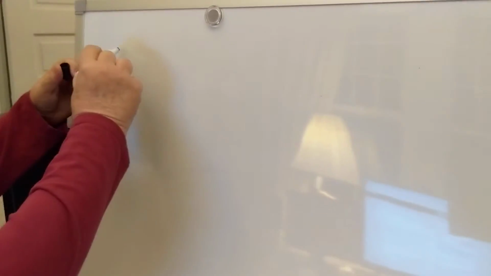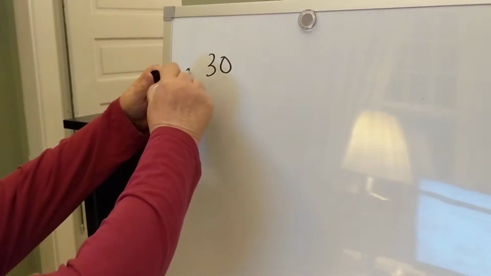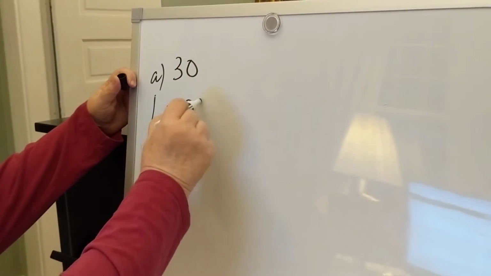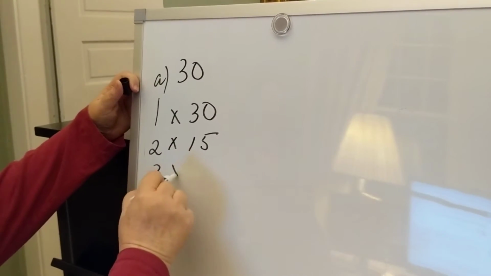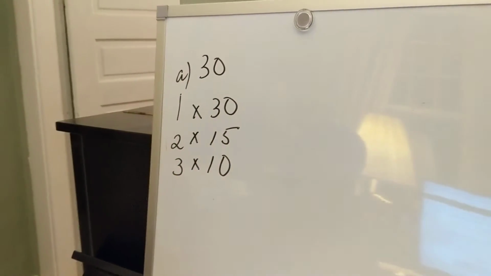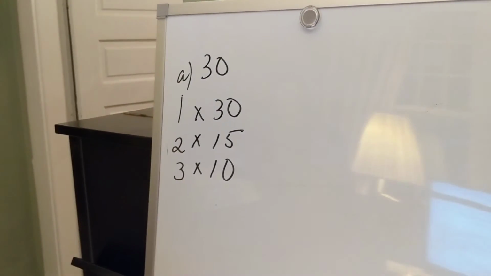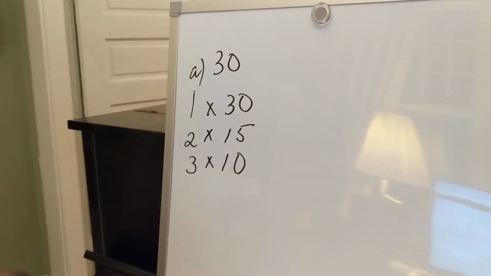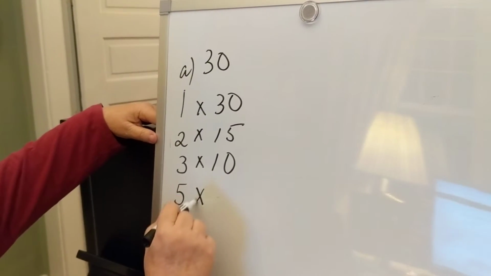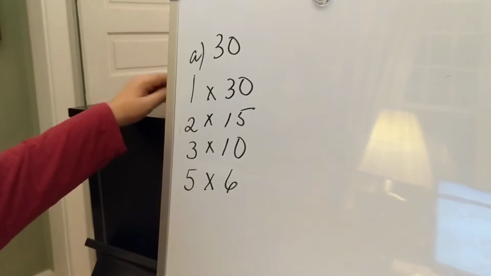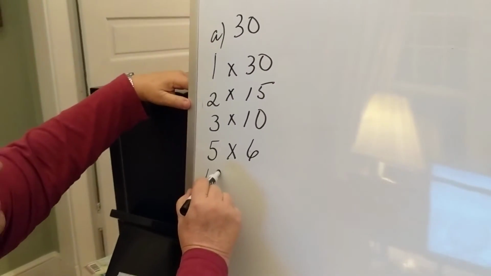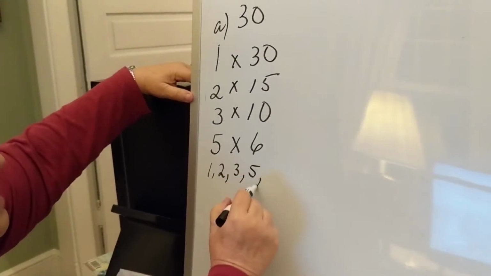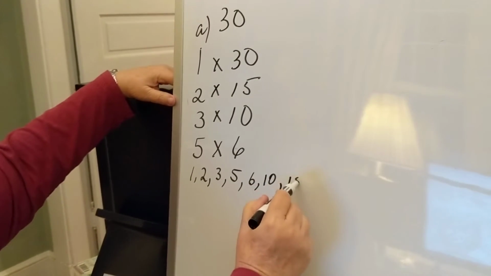number of desks. Well, for 30, she could just have one row and put all 30 in them. 1 by 30. Or she could have 2 rows and put 15 in each. She could have 3 rows and put 10 in each. Now, can she have 4 rows? No. Not and have the same number in each row, because 4 times no whole number will give you 30. But 5 times 6 will. So she could have 5 rows. And of course, we could say 6 rows, 10 rows, 15 rows, and 30 rows. Any of these factors could be the number of rows.